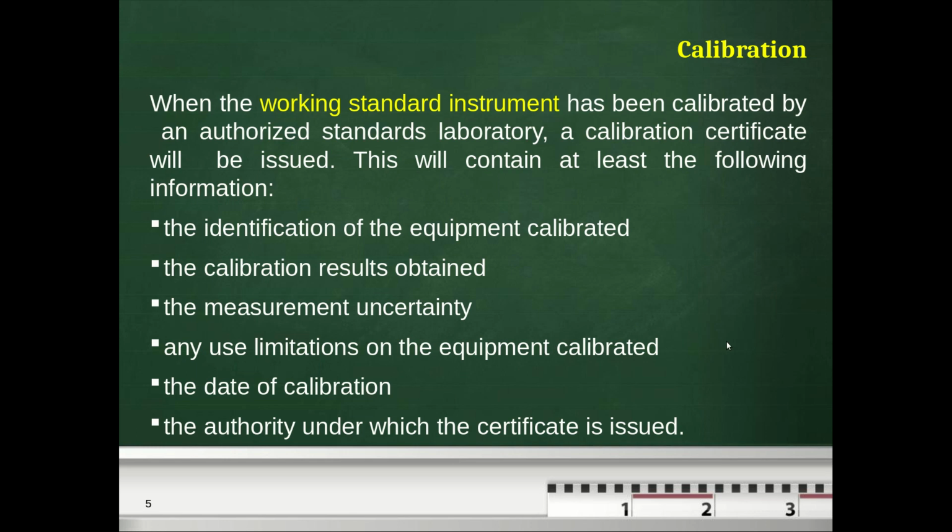When the working standard instrument has been calibrated by an authorized standard laboratory, a certificate is issued. This certificate has to carry the identification. It should have the following information: the identification of the equipment, the results of the calibration, the measurement uncertainty, any limitation that should be taken into account, the date of calibration, and the authority under which this certificate is issued.